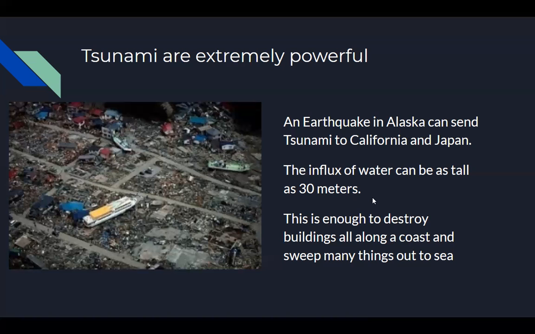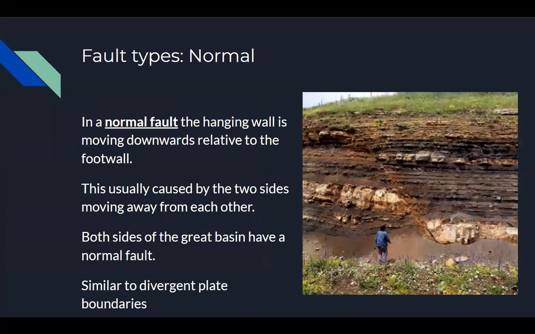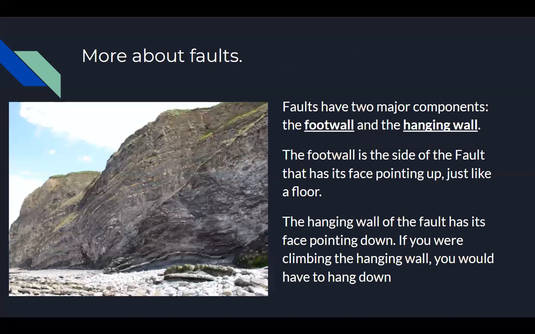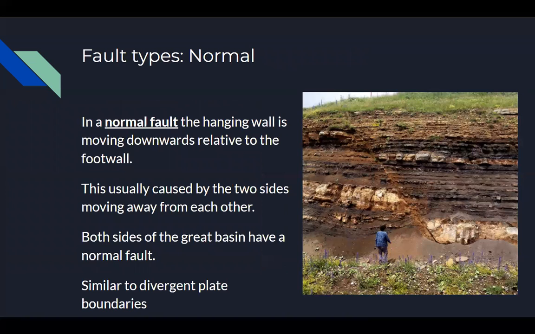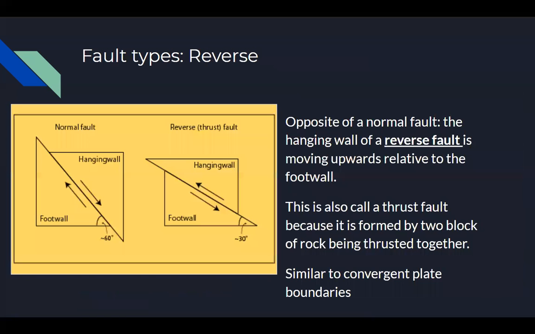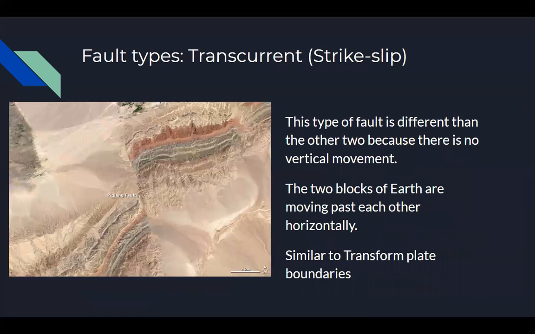All right, so that's what I wanted to cover to finish off earthquakes. So we've covered the fault types. 3 fault types, and the footwall and the hanging wall, footwall being the underside of the fault, the hanging wall being the upper side of the fault. Normal faults are when the hanging wall moves down. Reverse faults are when the hanging wall moves up. Transcurrent faults are when the crack is running through the earth and the 2 sides move past each other horizontally.